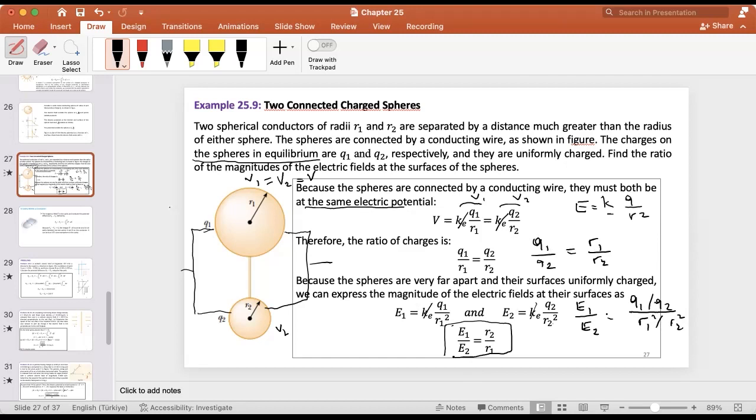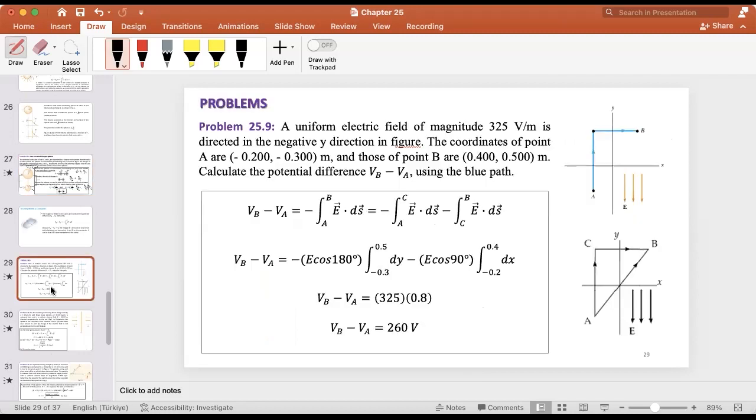We can continue with the other question. Okay, look at this question. A uniform electric field of this magnitude is in the negative y direction in the figure. The coordinate system is this part, and they give the coordinate system. Calculate the potential difference VB minus VA.